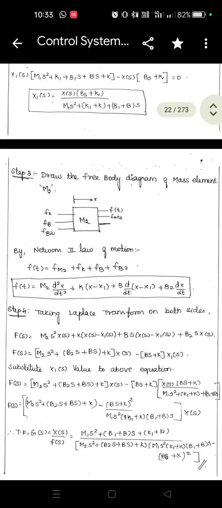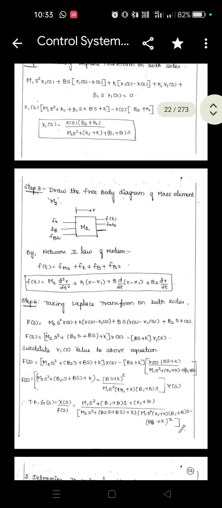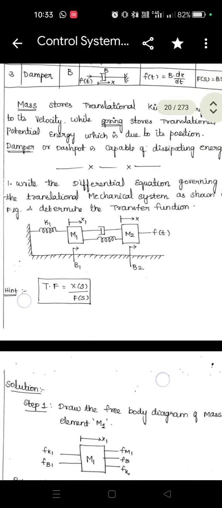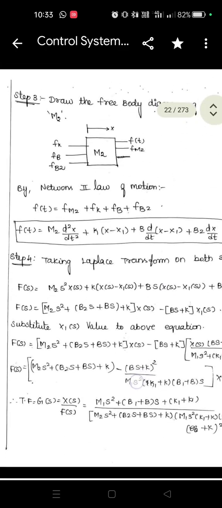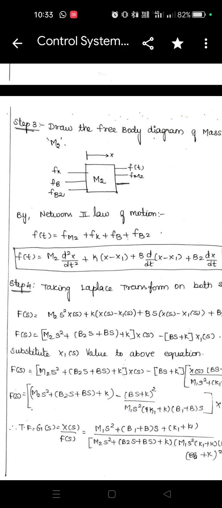So next I'm going to draw the free body diagram for the mass element m2. So look at this diagram, how many elements are connected? This one is a b and this one is k, and f of t, and b2 is also connected, and f of m2. So 1, 2, f of b2 is 3, f of m2 is 4, and f of t is 5. Here also 5 elements are connected. That's what I'm mentioning here.